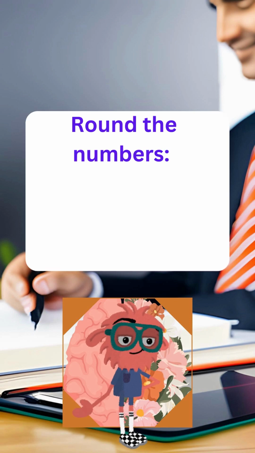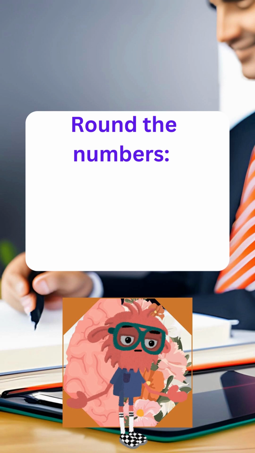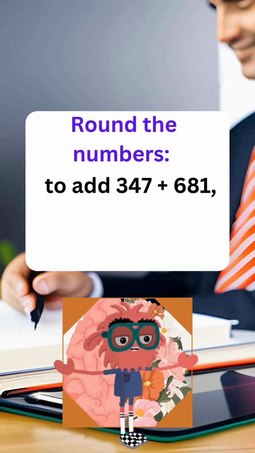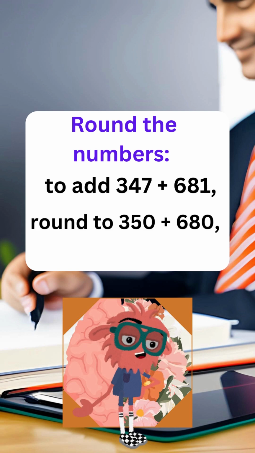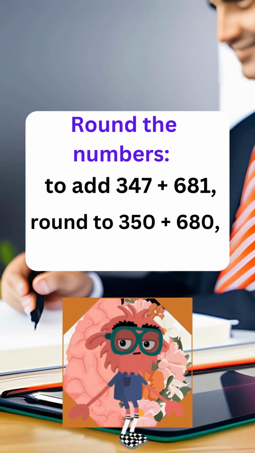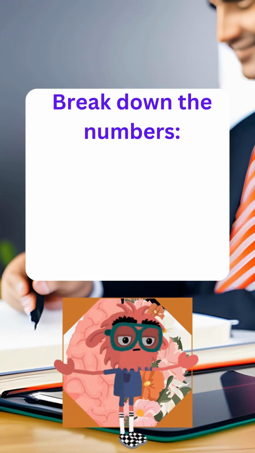Round the numbers. Rounding the numbers to the nearest 10, 100, or 1000 can make them easier to work with mentally. For example, if you need to add 347 plus 681, you can round to 350 plus 680, which makes the calculation easier.